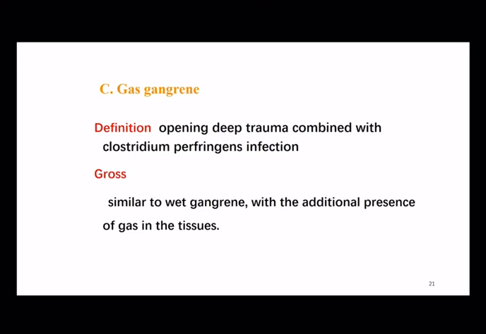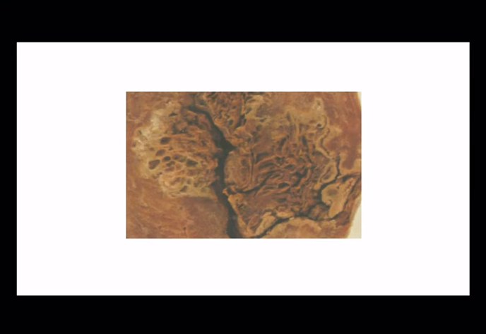The third, gas gangrene. It happens in open deep trauma combined with Clostridium perfringens infection. Grossly, the lesion is similar to wet gangrene with the additional presence of gas in the tissues. This is a specimen of muscle with gas gangrene. The tissue is swollen and has honeycomb-like pores in it. That's because of accumulation of gas in dead tissue.